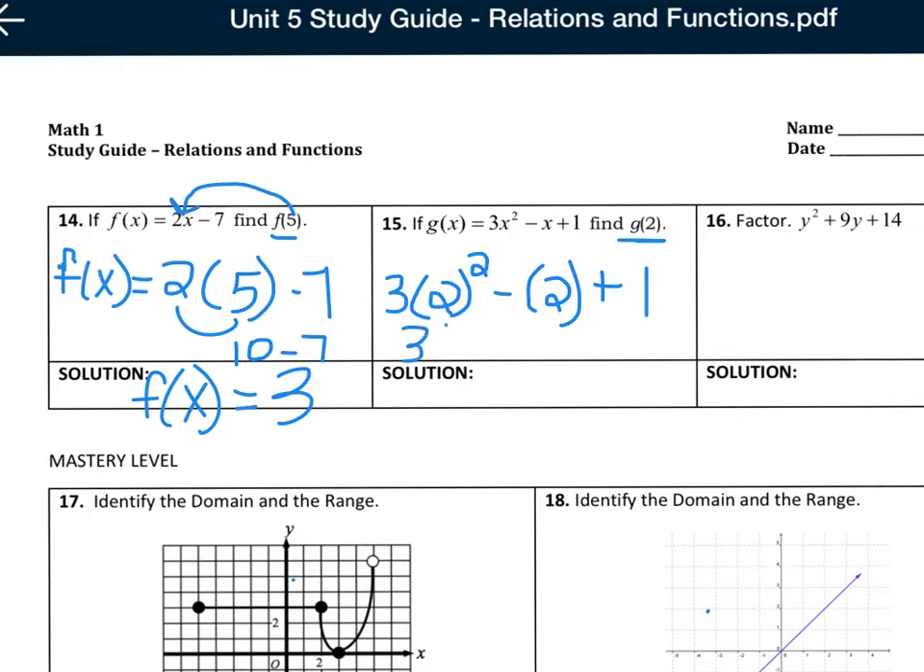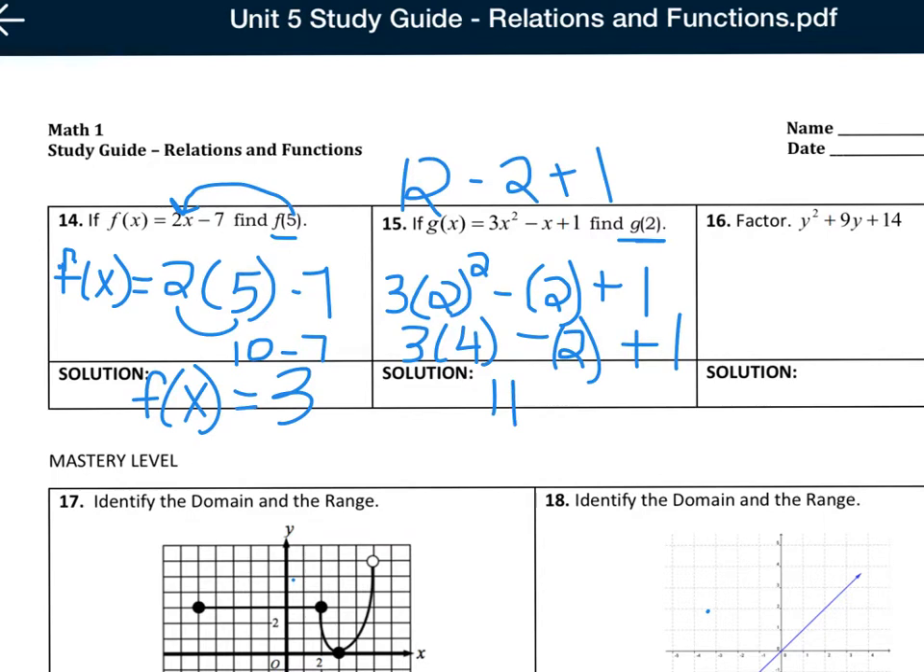So we're looking at 3 times 2 squared, which is 4, minus 2 plus 1. And then I'm looking at 3 times 4, because PEMDAS tells me to multiply first. So I've got 3 times 4 is 12, minus 2 plus 1. So 12 minus 2 is going to give me 10, and plus 1 is going to give me a solution of 11.